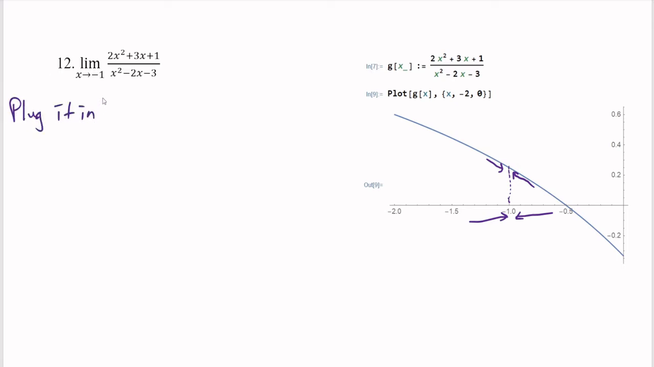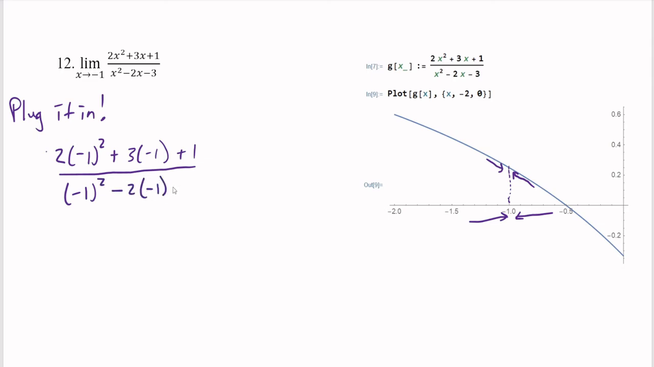Why not? Give it a go. It worked the first time. Let's see if it works again. So what does this mean? This means I'm going to erase what I wrote. I'm going to take -1 and plug it in for x. So that gives me 2 times -1 squared plus 3 times -1 plus 1 over, bottom, -1 squared minus 2 times -1 minus 3.